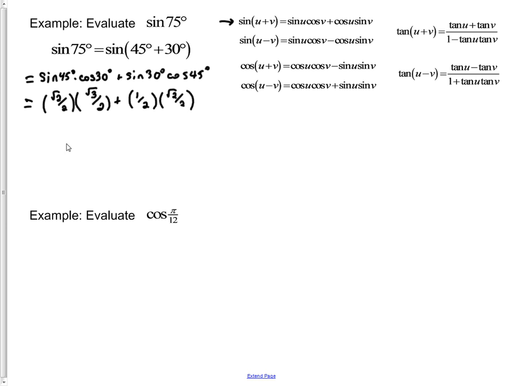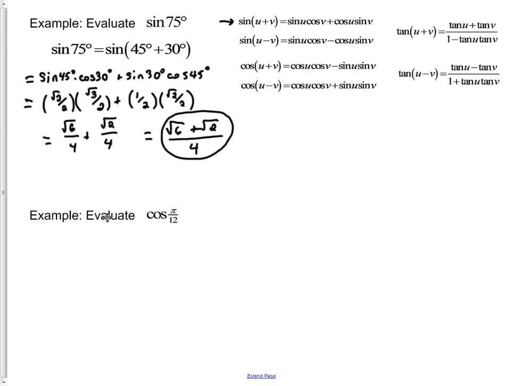All right, so putting this together, we actually get the following value: the square root of 6 divided by 4 added to the square root of 2 divided by 4. So we combine that as a single fraction. We call our exact value of this expression the square root of 6 plus the square root of 2 all divided by 4. And this would be the way that we would express that exact value here for the sine of 75 degrees.